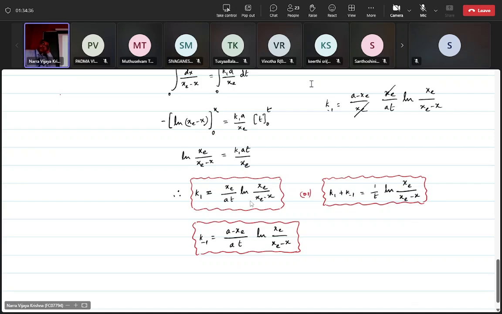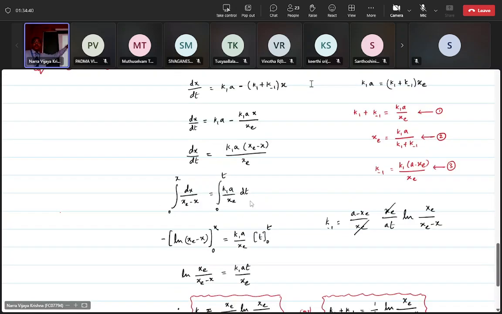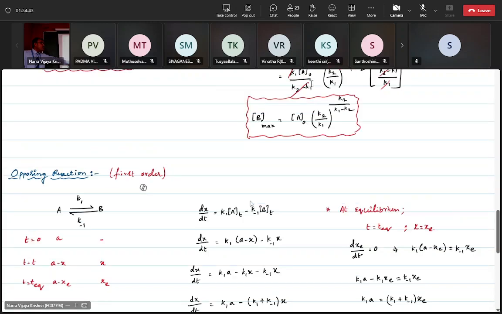I think in last year's JEE Advanced, they framed a question based upon opposing reactions.